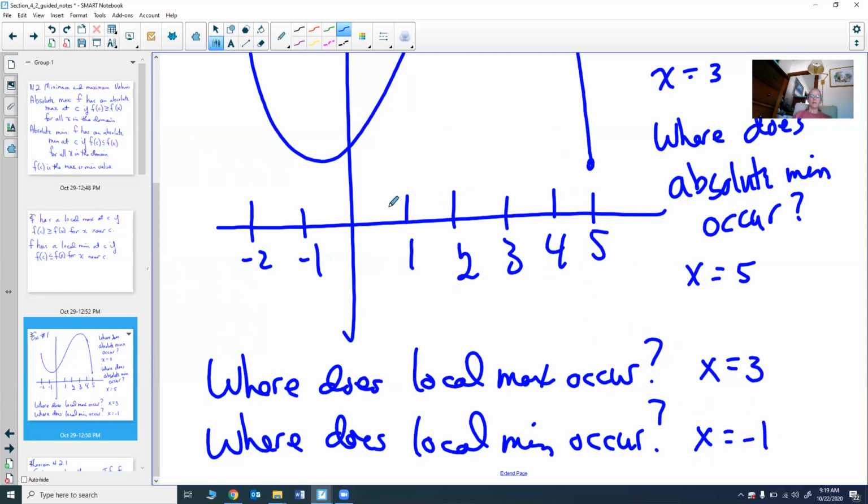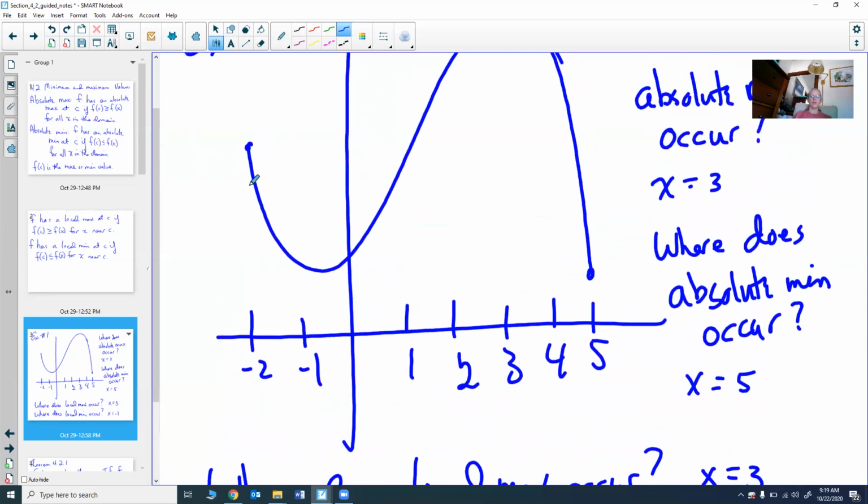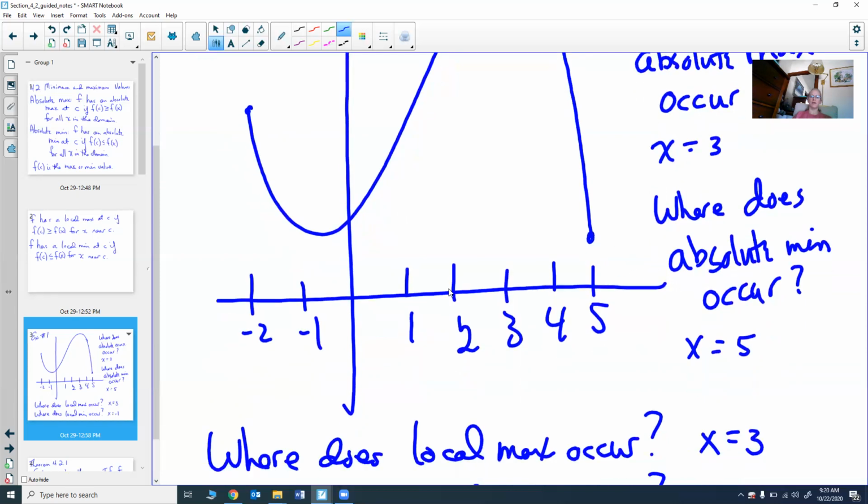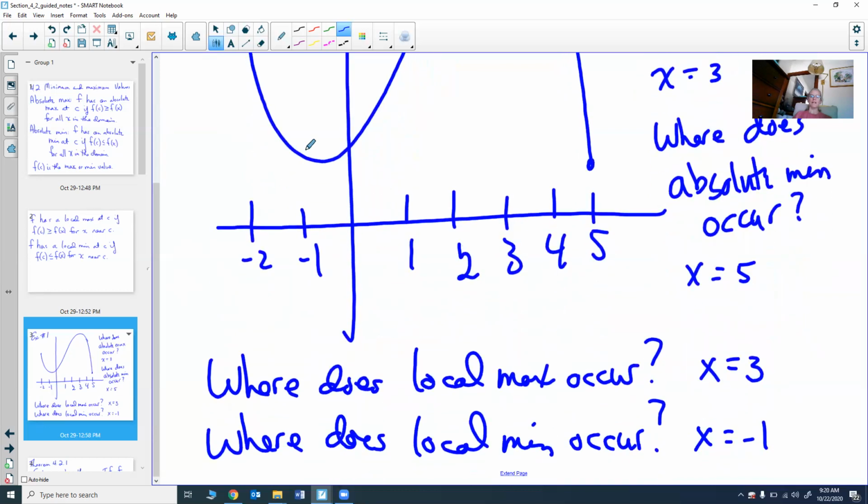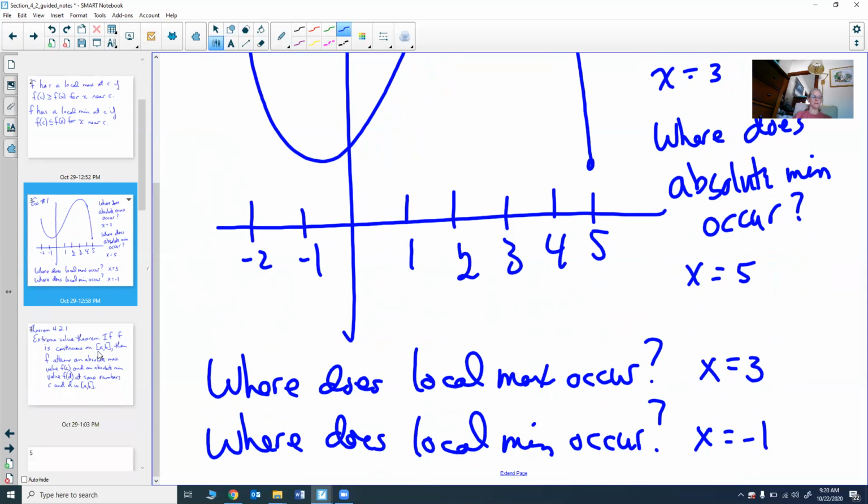Now, I don't include the endpoints in this discussion because I don't know what's happening at -2. At -2, I don't know what's happening on the other side of it because it started there. So I can't know for sure that that's my highest point near -2 because I don't know what happens on the other side. Same thing with at 5 here. I don't know what's happening here. So I can't say that 5 is where a local min occurs because I don't know what happens beyond 5. So we only look at where we can actually tell what's going on around them for our local max and mins.